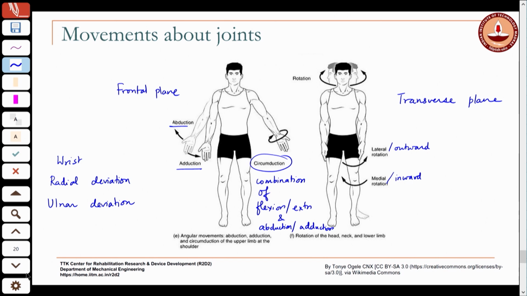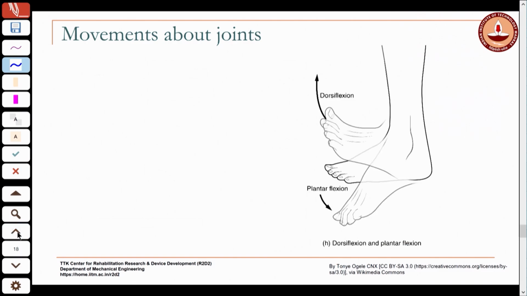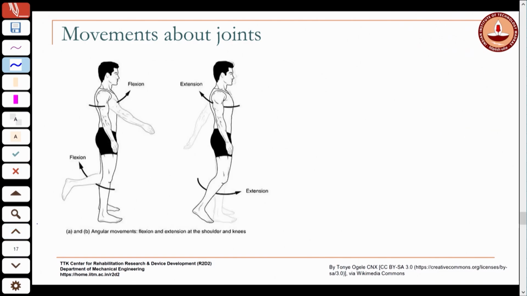So, flexion extension occurs about which axis? Flexion extension occurs in the sagittal plane, which means it occurs about which axis? The mediolateral axis. Okay. It is the axis perpendicular to the sagittal plane. So, flexion extension occurs about the mediolateral axis.